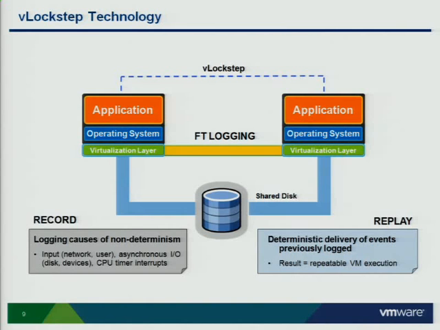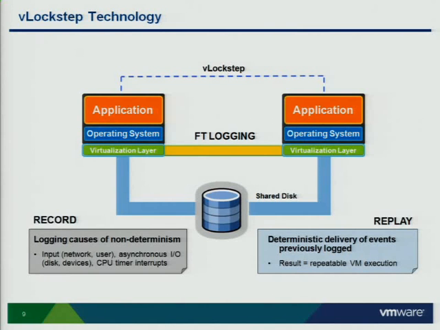In this particular case, the operations of the VM on my left, the primary VM, are carefully recorded and transmitted over the FT logging network to the VM on the right, which we call the secondary VM or shadow VM. The most important thing here is we do not record everything. If you record everything, including all memory accesses, it's going to be a huge amount of data. We only record non-determinism. What I mean by non-determinism is we only record inputs.